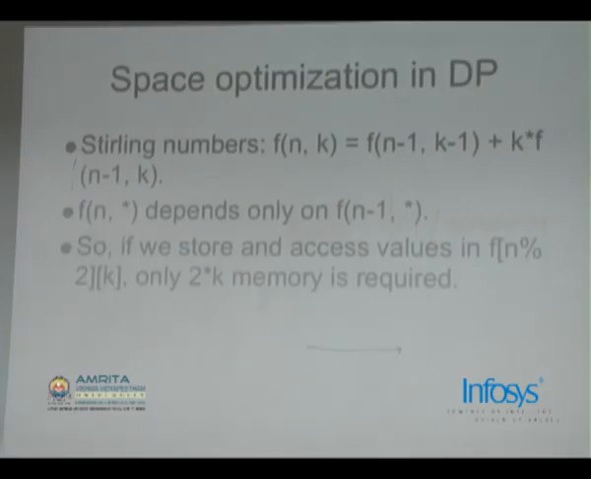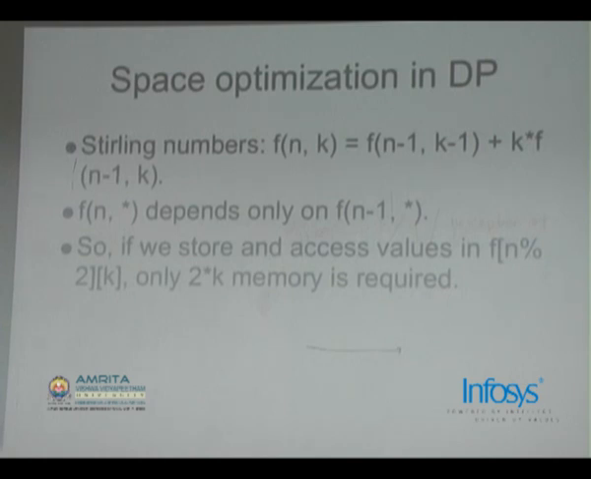Okay, another important trick is space optimization in dynamic programming. Note that this is only applicable in bottom up solutions and not top down solutions. I'll explain why later. So consider that you have to compute Stirling numbers, just consider the recurrence f of n comma k equal to f of n minus 1 comma k minus 1 plus k into f of n minus 1 comma k. You can see that f of n depends only on f of n minus 1 comma something.